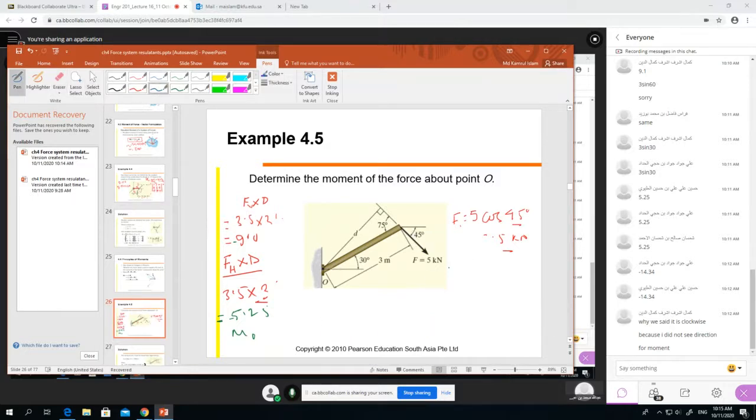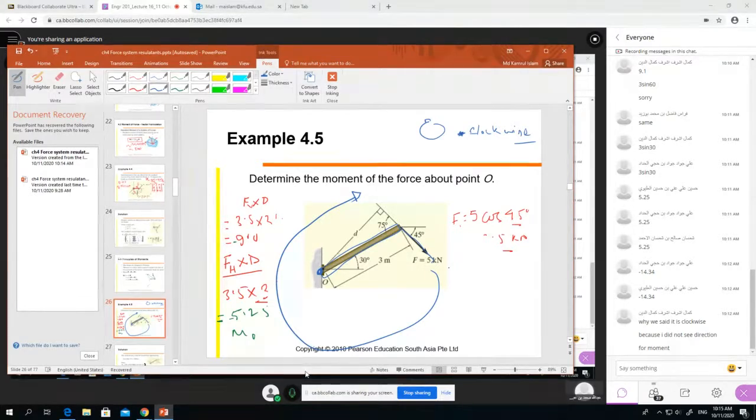Look, see the lever, okay? This is the lever, and our point is there. So the force is there. With respect to O, it is trying to rotate this way, and our clock also rotates this way. So this is clockwise. Clear?